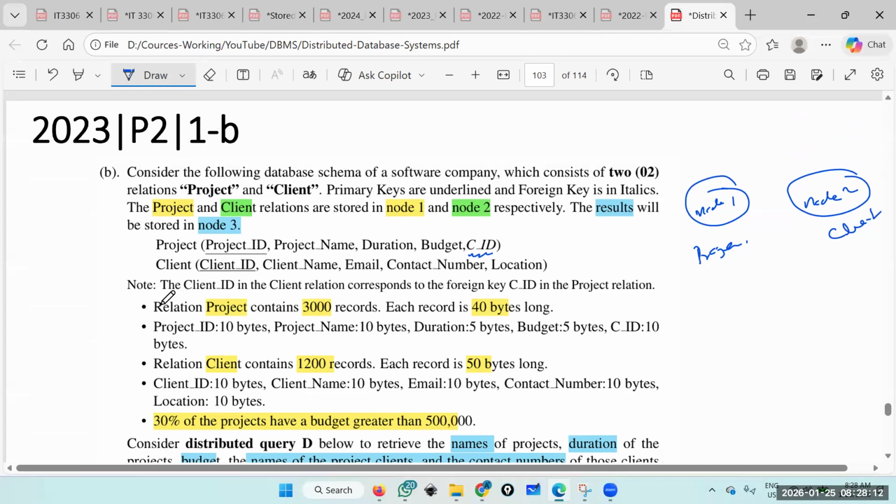Note, the relation project contains 3000 records. So here we have 3000 records. Each record is 40 bytes, right? So you need to take it to your world, the way it is written, picture like. Project ID is 10 bytes. Project name is 10 bytes.